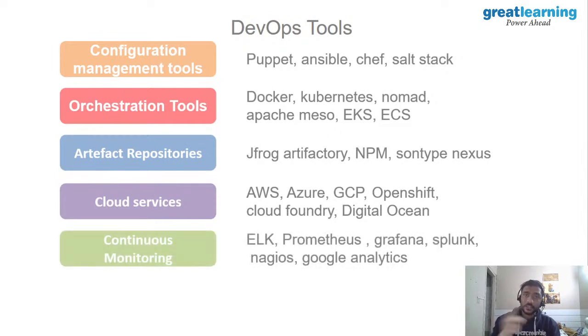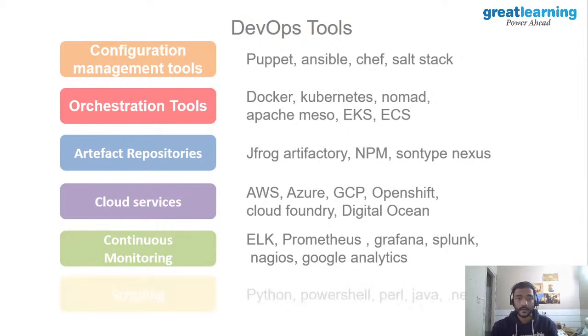Continuous monitoring. So as I told you, you have to monitor your software, your whole system. How is it doing? You have to understand everything. You get your insights from the data that you're monitoring. So we have ELK for that. We have Prometheus, Grafana, Splunk, Nagios, Google Analytics, right? So these are all the different tools that you use for monitoring.